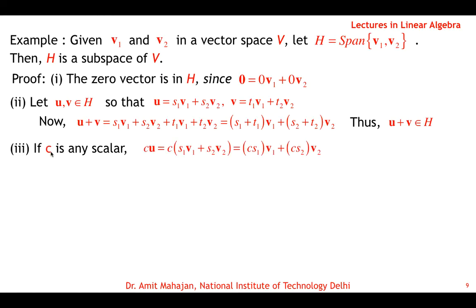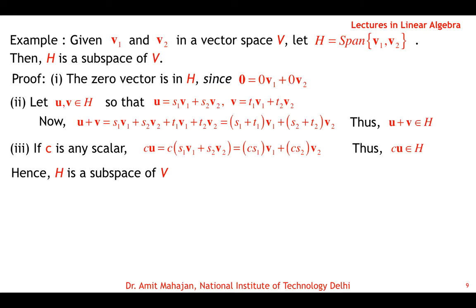Now the third property is that if c is any scalar, then cu belongs to H. If we define u as this linear combination of v1, v2, then c times u will be c times this, so it will be cs1 times v1 plus cs2 times v2. So clearly cu can be written as a linear combination of v1, v2, so c times u also belongs to the set H. So all the properties are satisfied, and clearly H is a subspace of the vector space V.